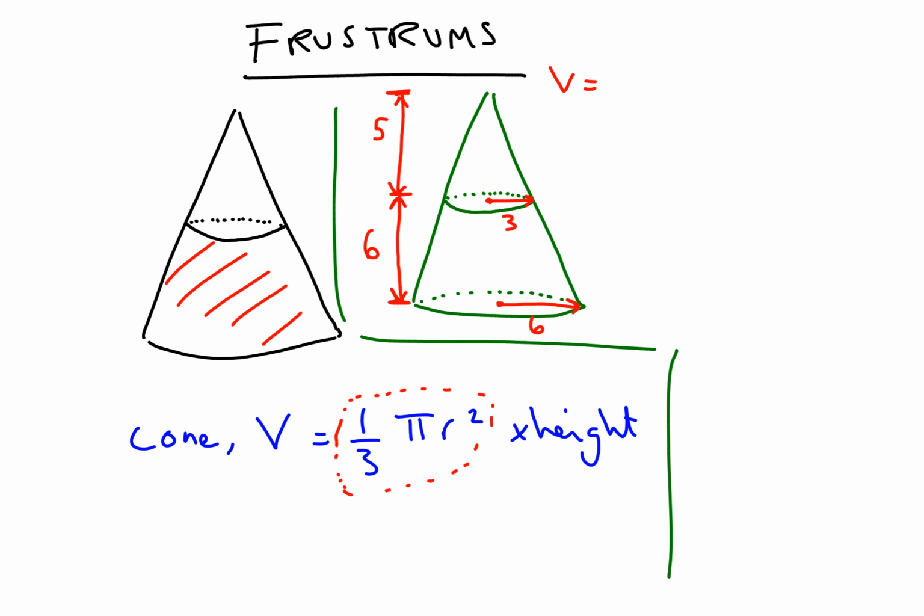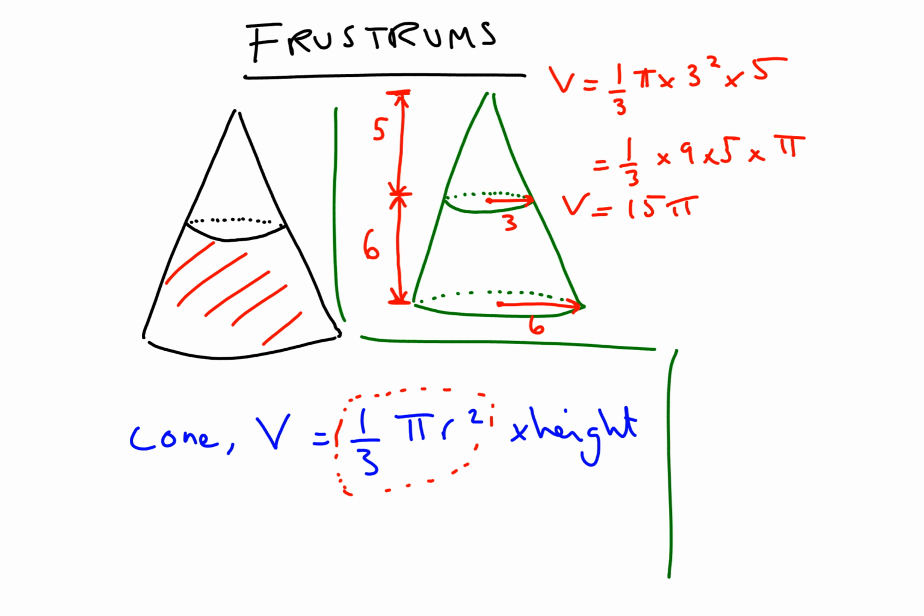So volume of top cone, 1/3 pi, radius is 3, so it's 3 squared times the height. Play around with all that, so we've got 1/3 times 9 times 5 times pi. I'm just going to leave pi at the end. In fact, I'll do it all in terms of pi because it's much neater. So we've got 9 divided by 3 gives me 3, and 3 times 5 gives me 15. So I've got 15 pi centimetres cubed, something like that.